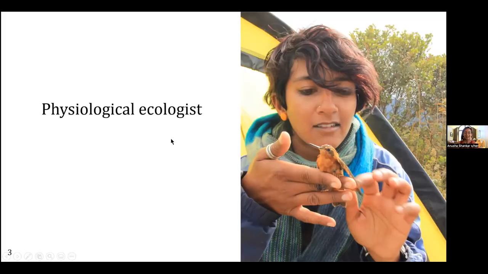I consider myself a physiological ecologist by training, and I'm trying to become a slightly broader integrative biologist by integrating some genomics and transcriptomics approaches in my work. What I'm really interested in knowing is what mechanisms animals use to cope with variable environments.